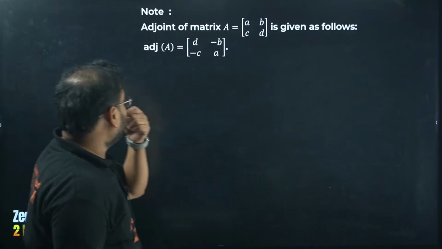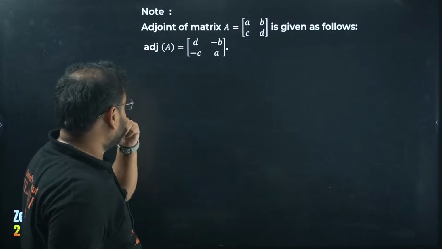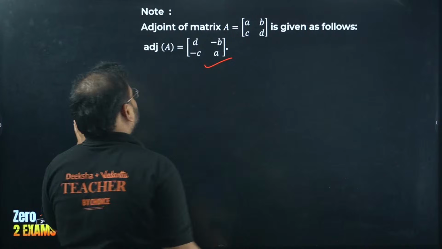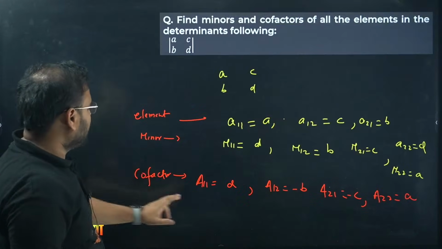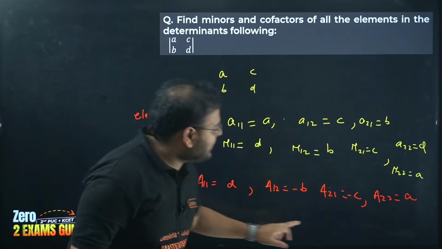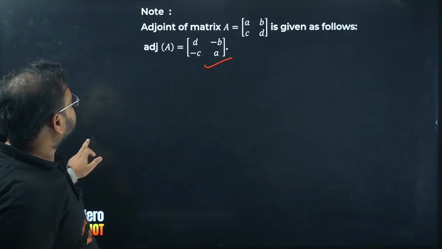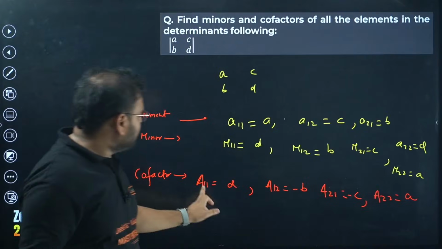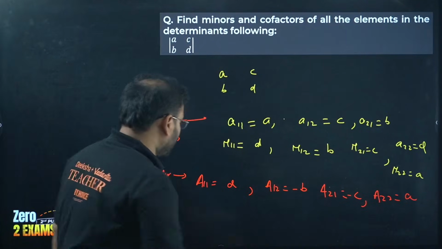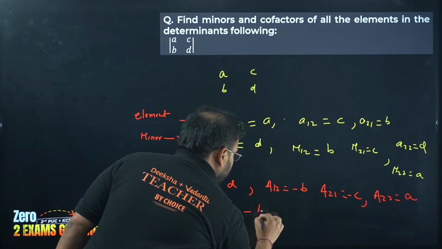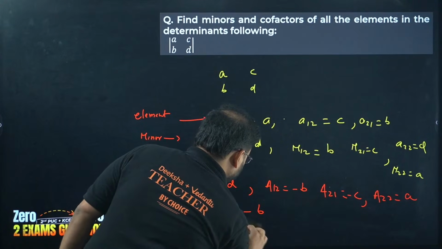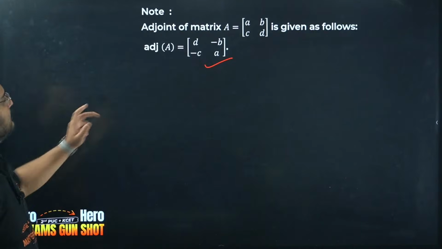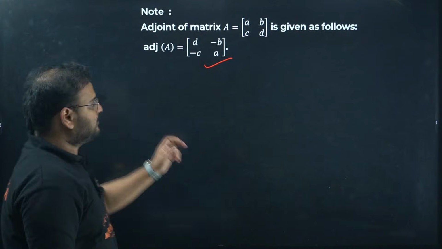Now, adjoint of matrix A is given as follows. Of course, for a 2 by 2 matrix A, I've already done that over here. You can check. D, minus B, minus C, A. Write it over here: D, minus B, second one minus C and A. Compare. Same thing.